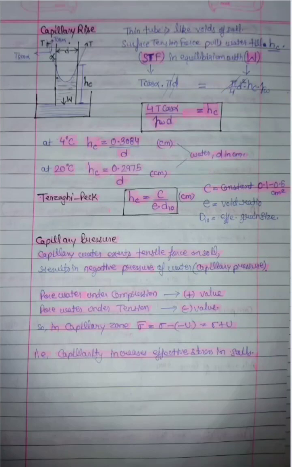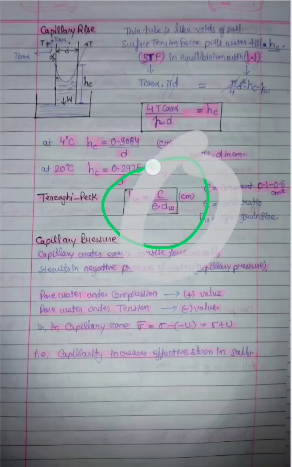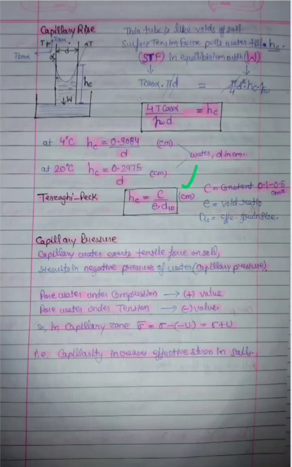Now Terzaghi and Peck have given their formula for the capillary rise in the case of soil, and it was hc, the capillary rise, equal to C, that is a constant. Its value is somewhere from 0.1 up to 0.5 centimeter square, and C divided by e, that is the void ratio, into d10. This formula gives you the capillary rise in centimeter unit. Here you will have to put the value of d10 in centimeter. So this is the Terzaghi-Peck formula.